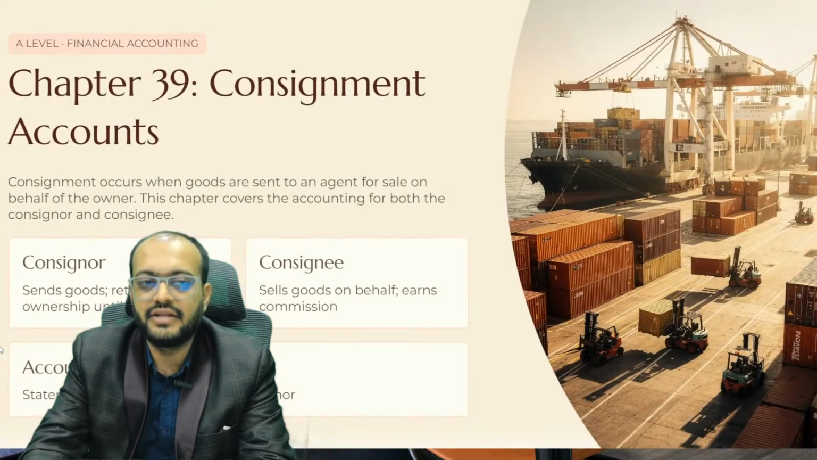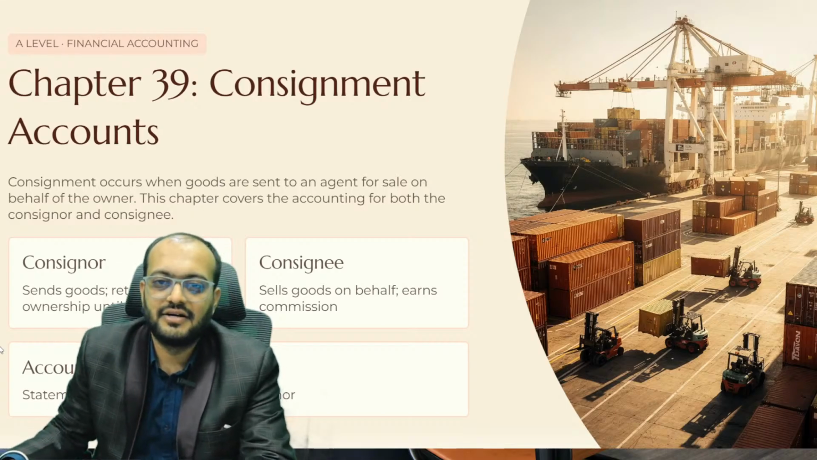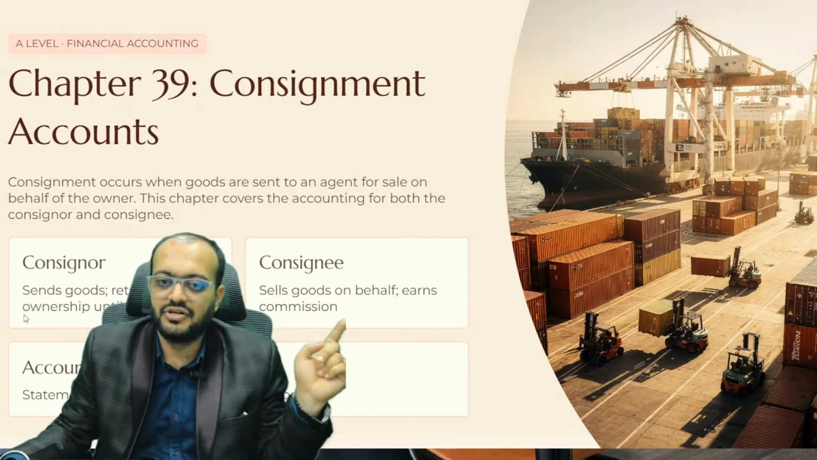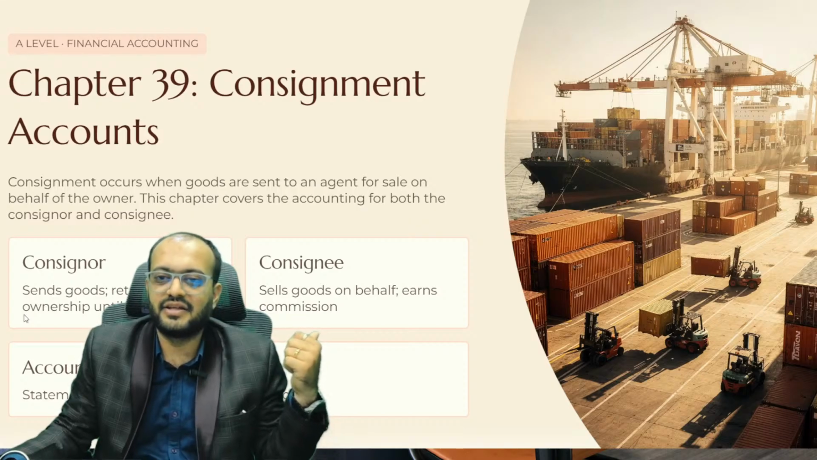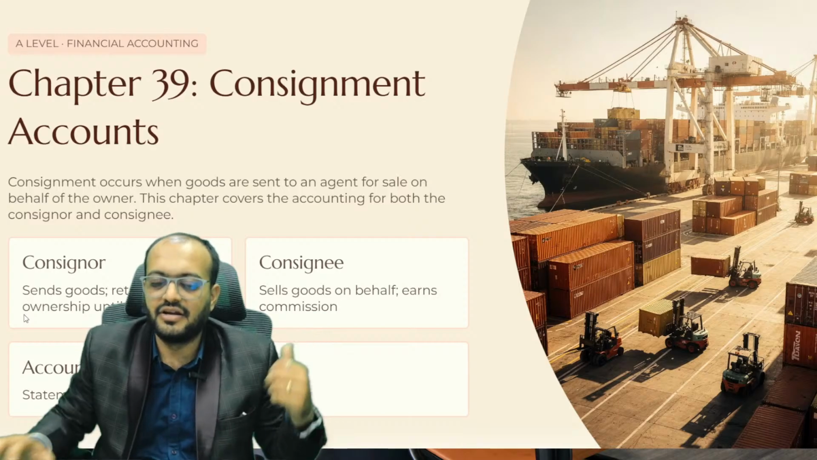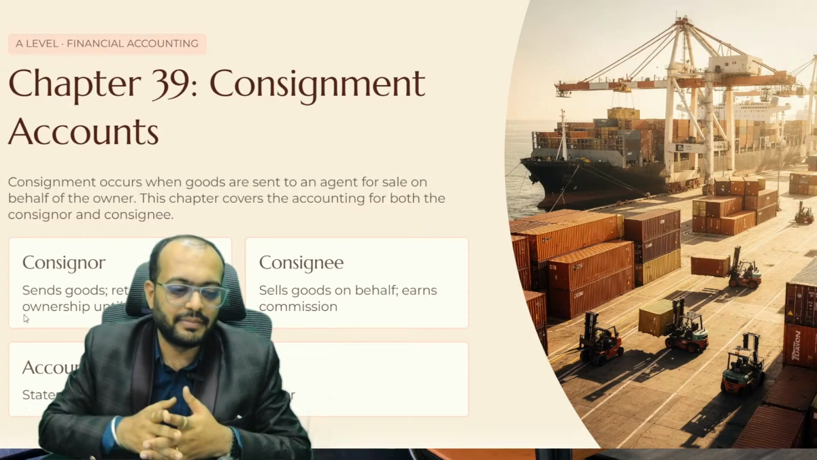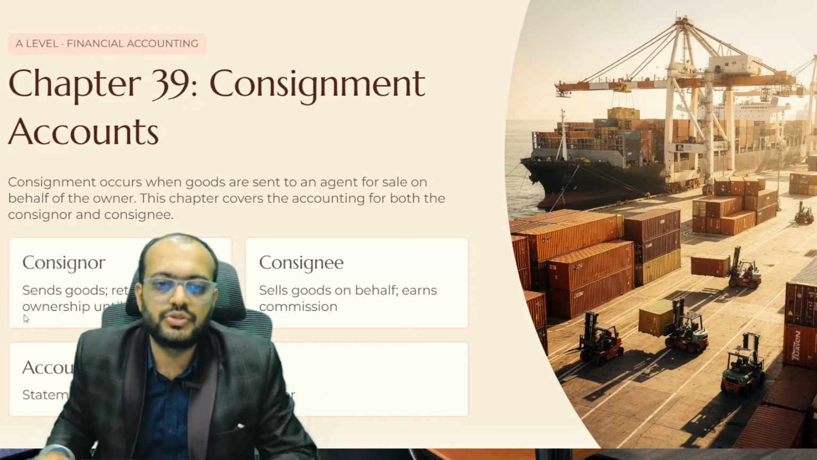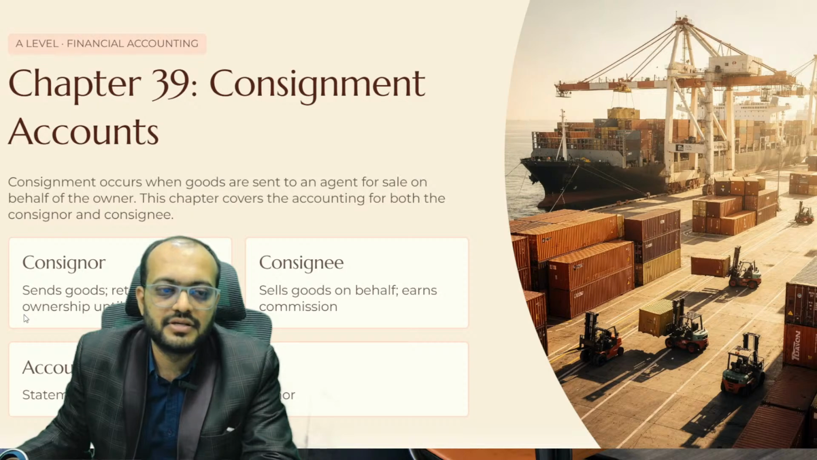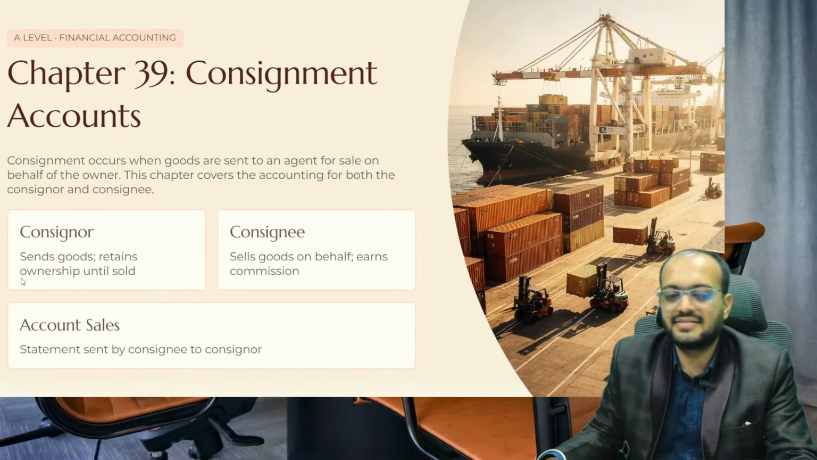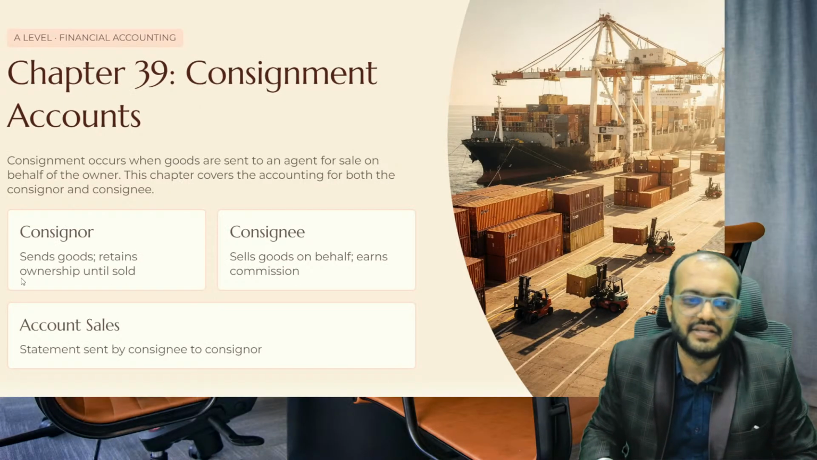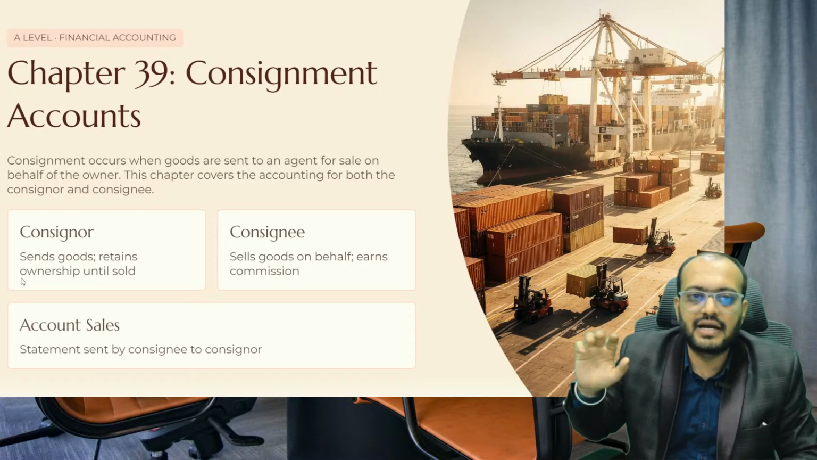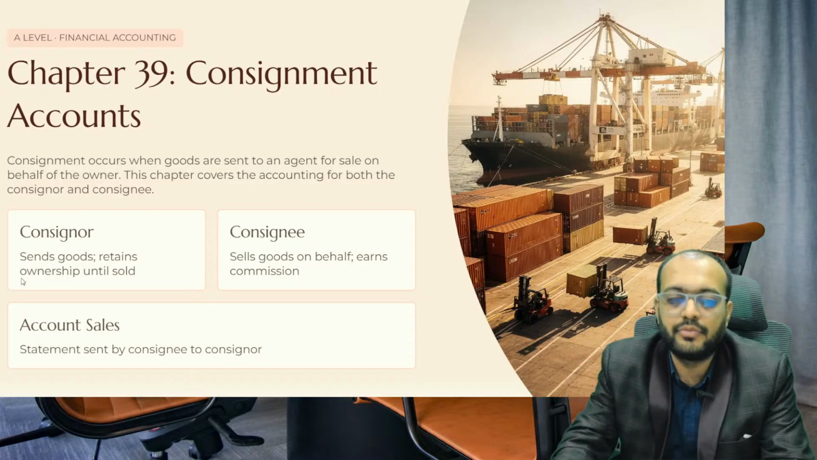Next, chapter number 39, related to financial accounting A level, is consignment account. Students, as you see this picture, you will definitely understand what consignment is. There is a ship, and there are multiple compartments where we have to ship goods to another country. Here there are basically 2 persons. One is sending the goods, who is known as the consignor, and one is receiving the goods, who is known as the consignee. So consignor, consignee, and account sales, we are going to see from the accounting point of view, of course.